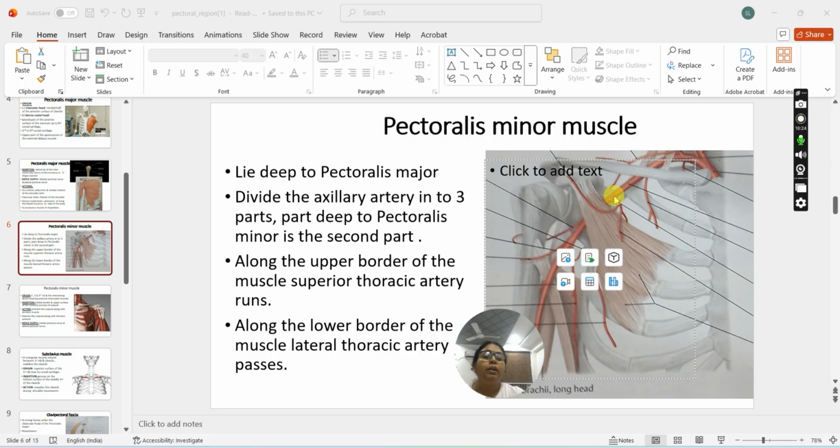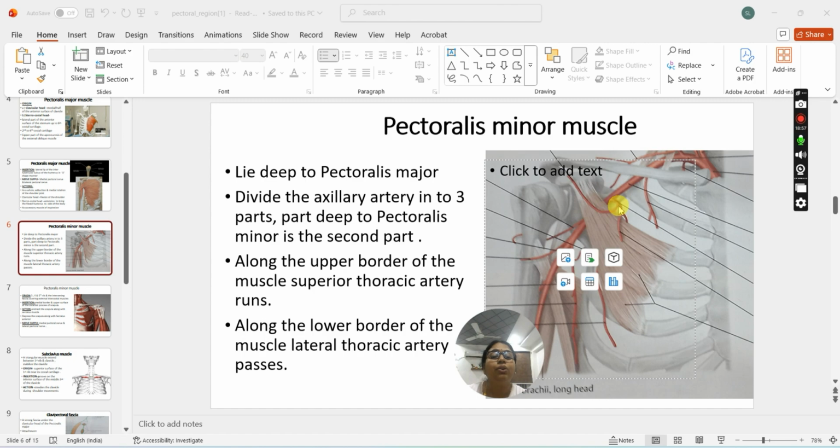Now you can see along the upper border of the pectoralis minor, one artery is running down. Okay, this one, which will run downwards like this. Not this one, this one. This artery is called the superior thoracic artery. It runs downwards here and runs between the pectoralis major and minor and supplies both muscles and the intercostal space. This artery is the superior thoracic artery, which arises from the first part of the axillary artery.